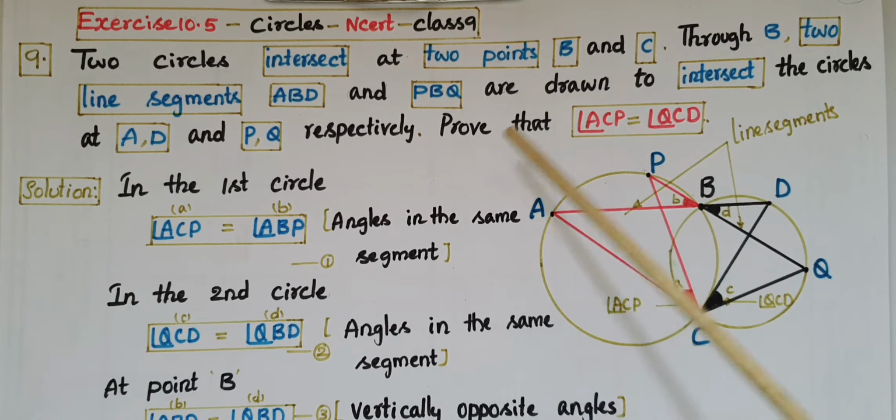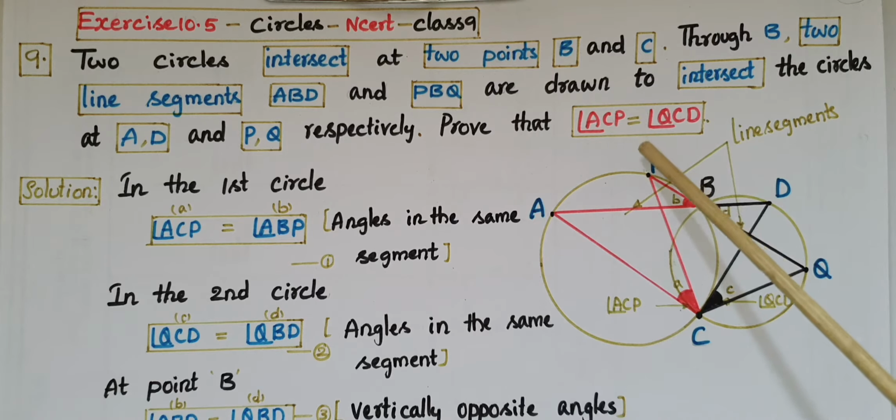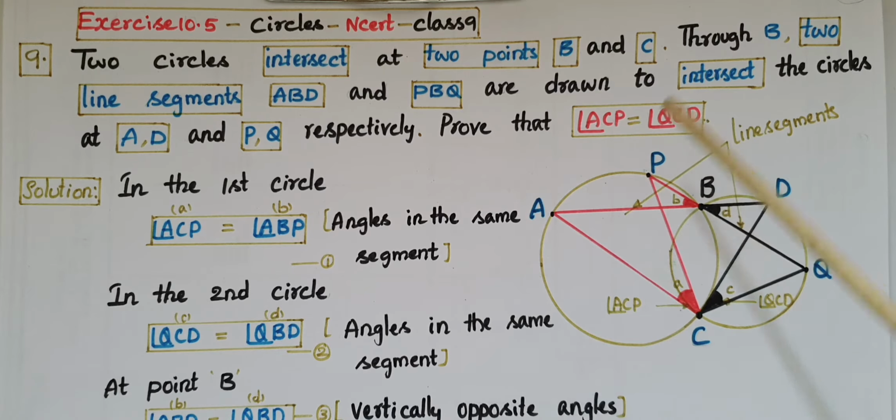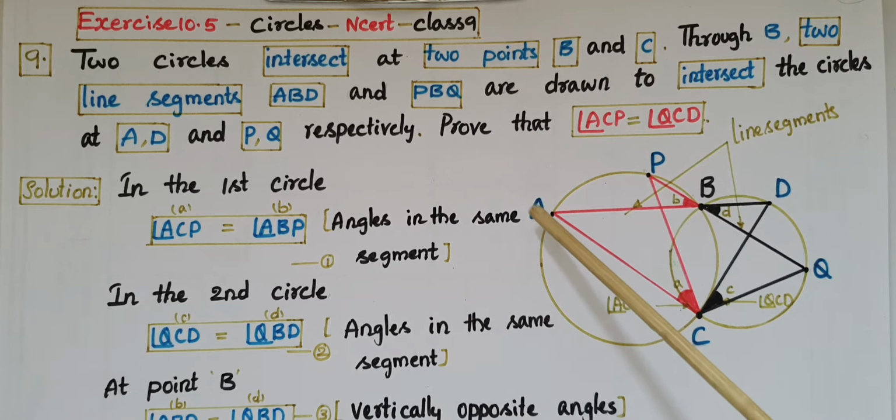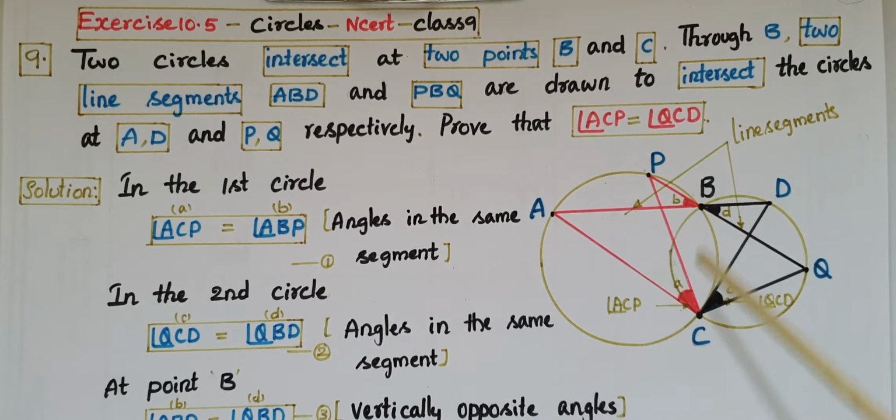So, we have to prove that angle ACP is equal to angle QCD. So, next you have to join these two points AC and then join to P. Then you will get an angle ACP. If you join the points Q, C and D, you will get an angle here, angle QCD. So, here we have to prove that angle ACP is equal to angle QCD. These two angles are equal.